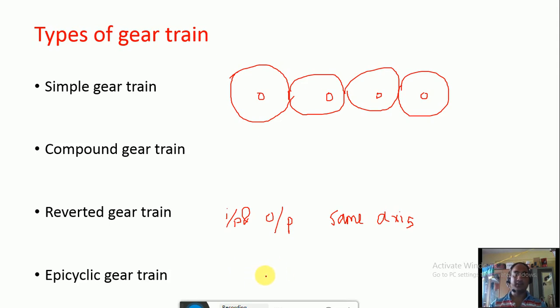We are going to learn this also in the coming slides. We are going to discuss more about these gear trains in the coming slides. So we'll move towards the next slide.